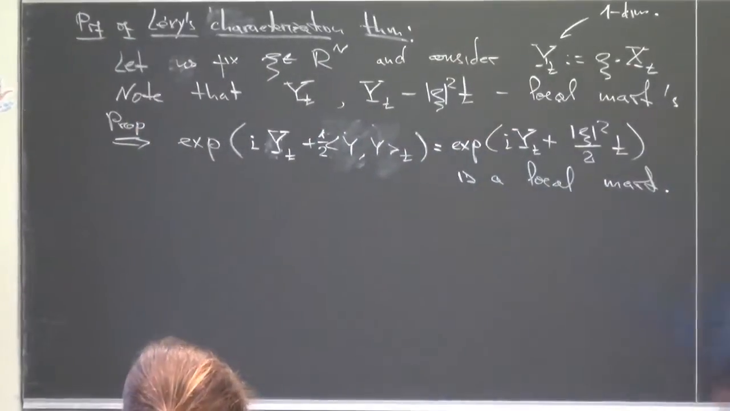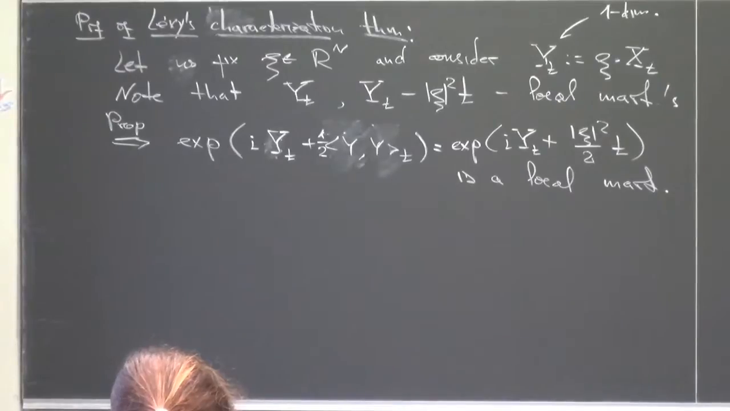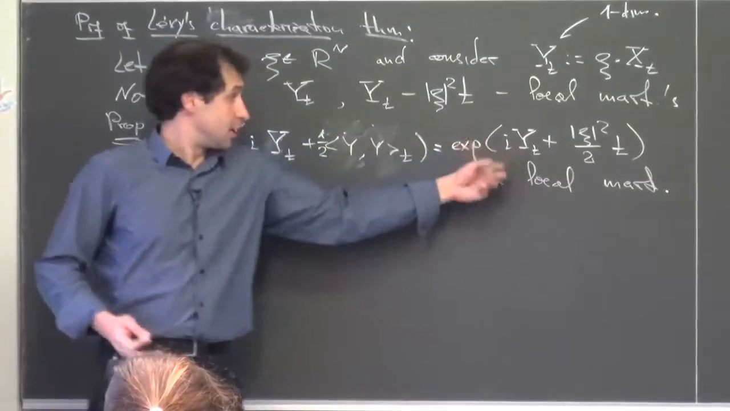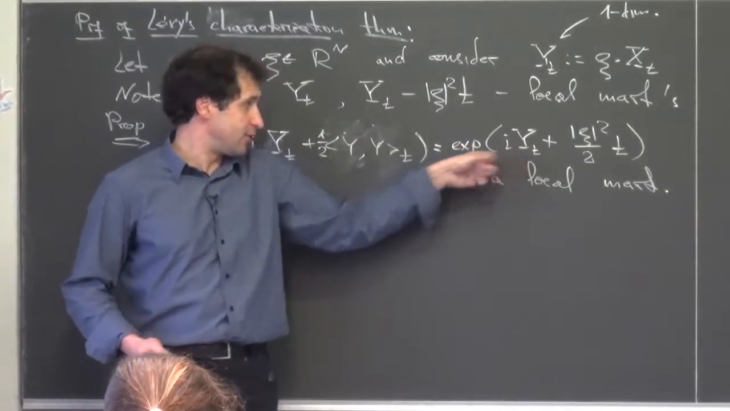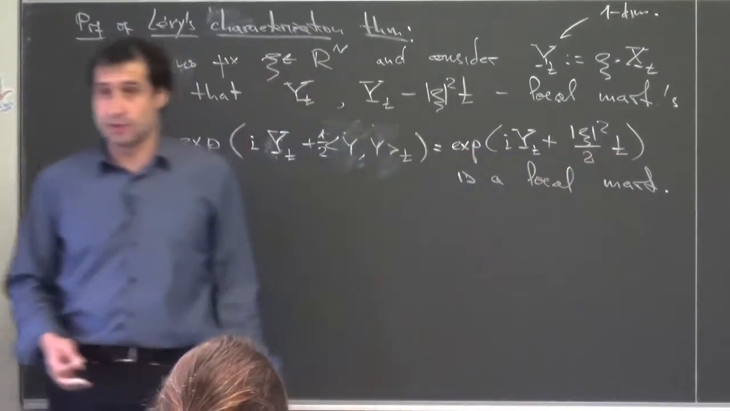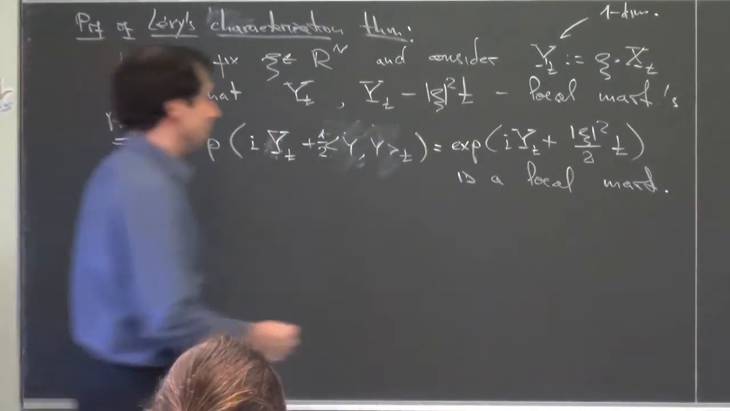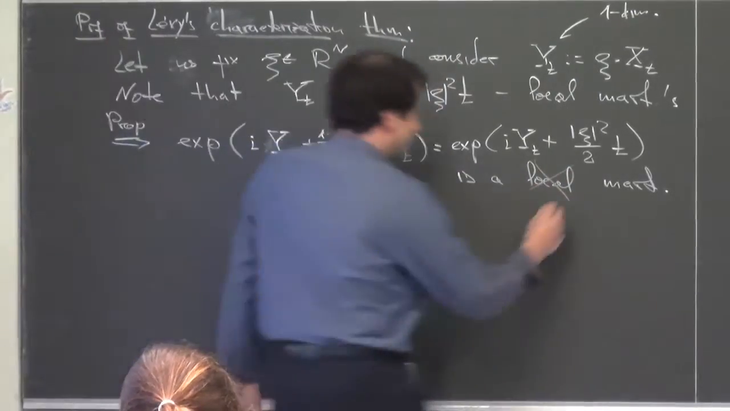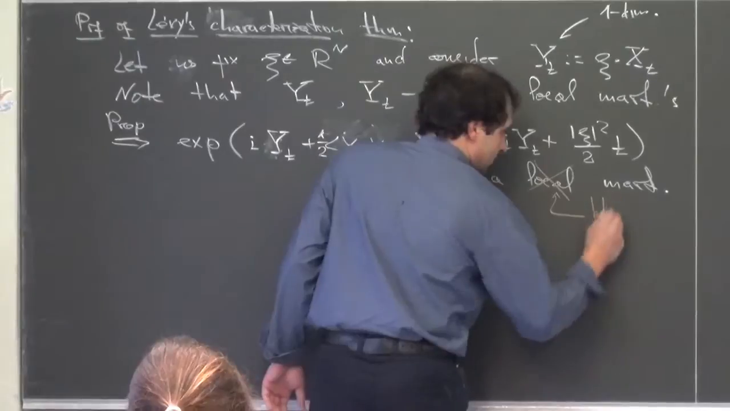But actually, there is no point to put local here. Why? Just because it's now bounded, right? So this is purely imaginary, so the exponential of that has modulus 1, and this does not depend on the probability space. Okay, so I can erase local here, just because it's bounded.